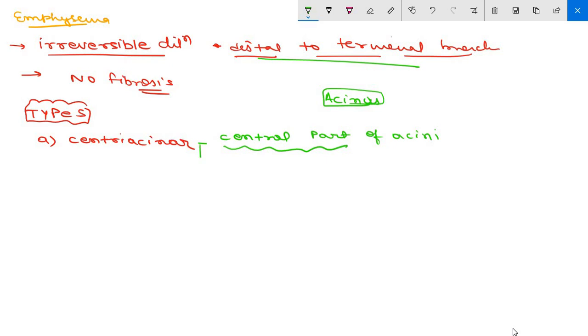Now the next point is that it is mainly associated with heavy smokers. It is also seen in chronic bronchitis patients or coal workers pneumoconiosis patients, but mainly it is associated with heavy smoking. Clear?